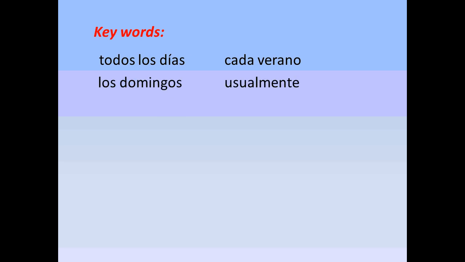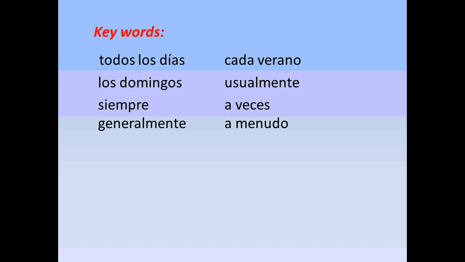And the last thing, keywords before we practice, put this in the middle with siempre. Some keywords are todos los días or cada verano that will tell you that you need to use the imperfect. Los domingos, usualmente, siempre, generalmente, a menudo. Oh, Dios mío, lo siento.